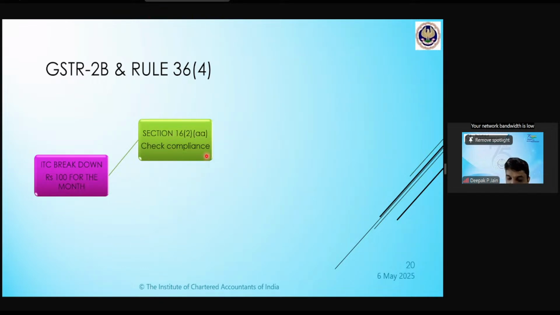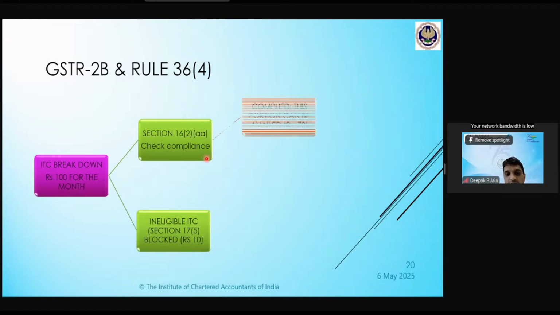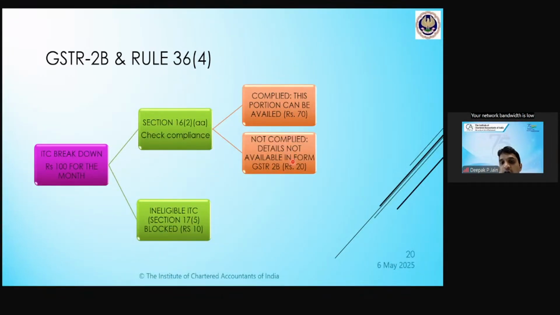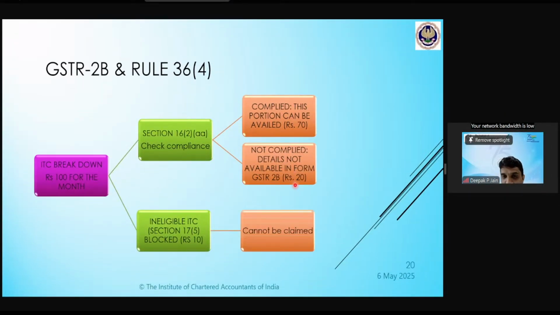check compliance of section 16(2)AA, and whatever is ineligible, you will check. Fine. जो भी 16(2)AA, check the compliance. Then check whether it is complied. Yes, up to 70 rupees it is complied. Then you will take it. Not complied to the extent of 20, you will not take it. And ineligible ITC जो है, that you cannot claim irrespective of whether 16(2)AA compliance है या नहीं. Clear?